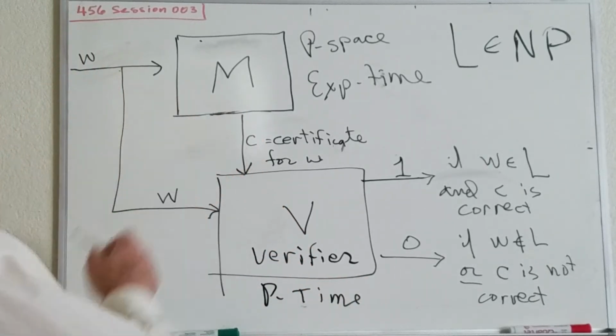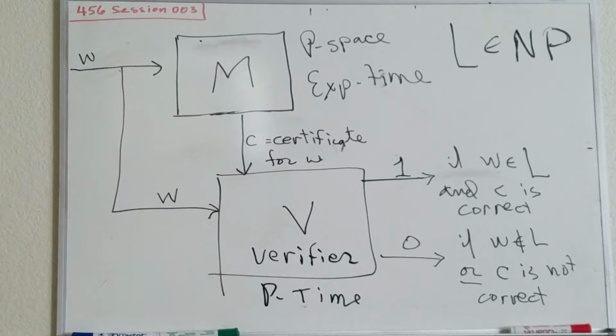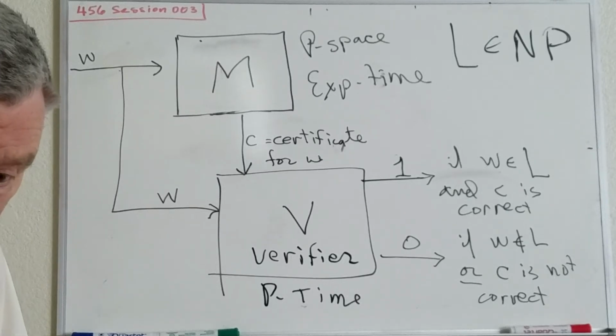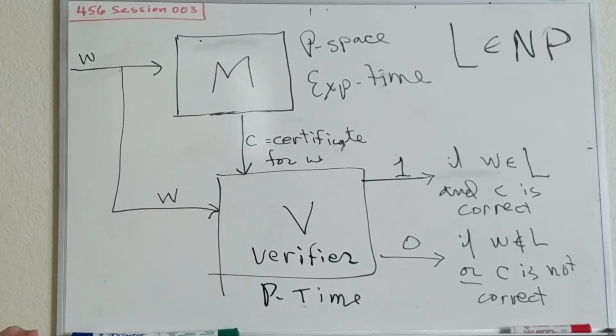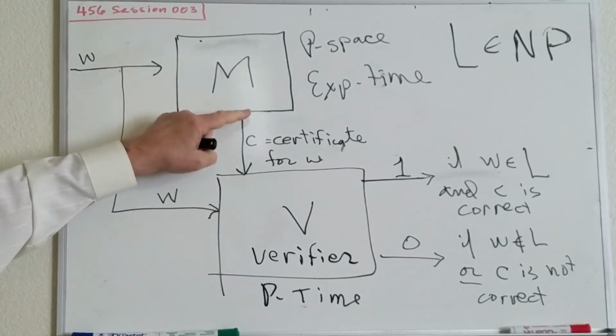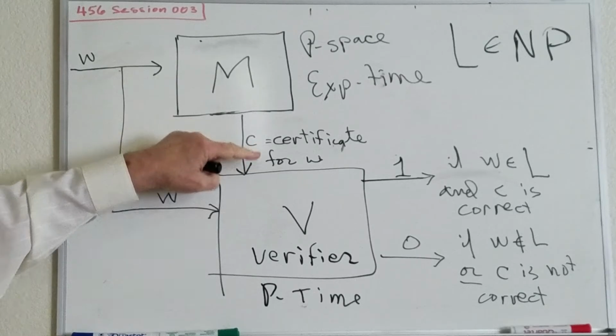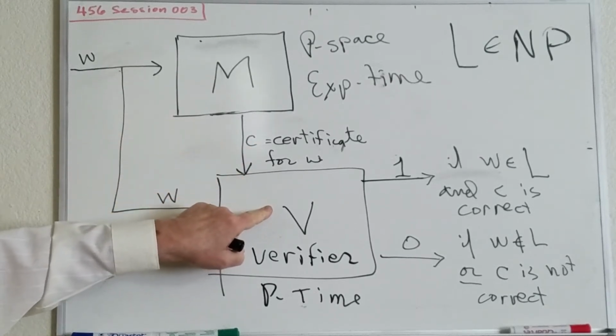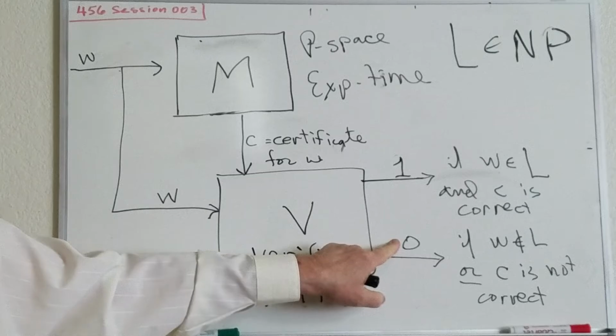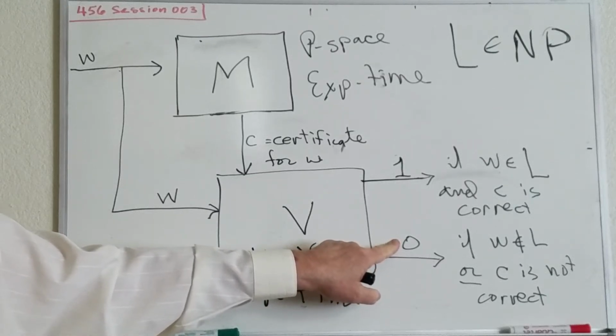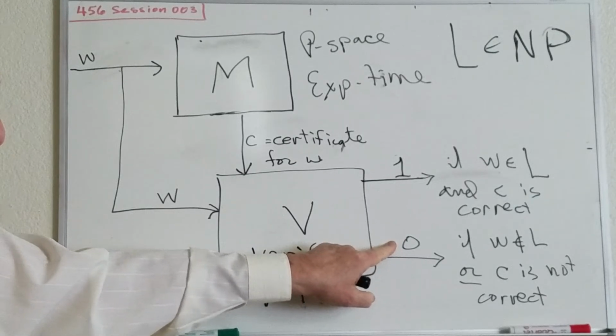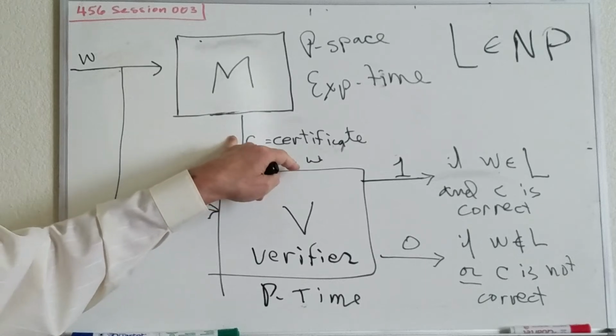The generation of the certificate works in exponential time, but polynomial space. And the certificate is generated if W is a member of L. Now you could input an incorrect certificate here, in which case the verifier will say 0. It'll say no. No could be the false answer, of course, because simply you used the wrong certificate.